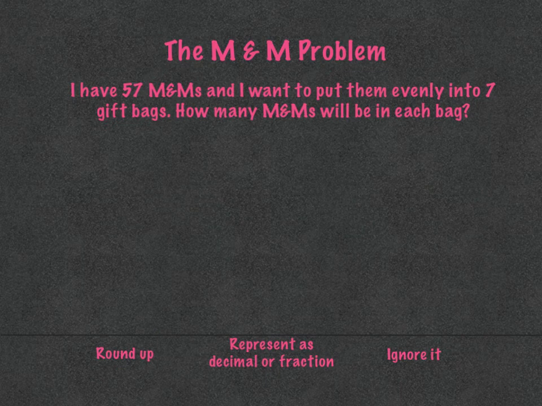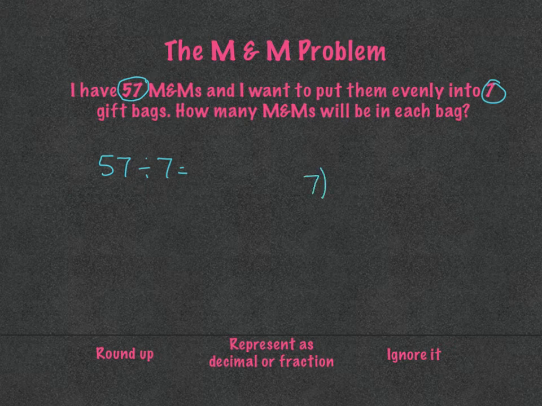It says, I have 57 M&Ms and I want to put them evenly into 7 gift bags. How many M&Ms will be in each bag? If I circle my important information, 57 M&Ms, and I have 7 gift bags to put them into. So 57 divided by 7. Our problem will look like this. I have 7 as my divisor, 57 is my dividend.